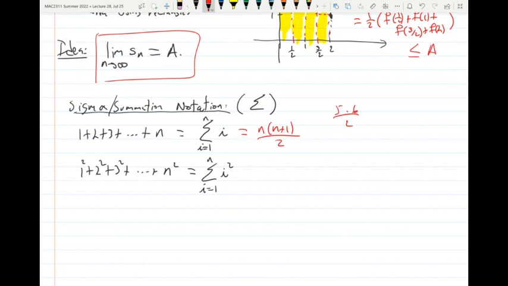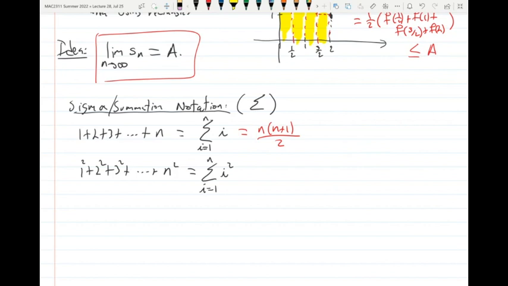Now you say, well, why do you want to do that? Well, what if you need to add from 1 to 100? You don't really want to sit there and do 1 plus 2 plus 3, etc. But now we can do it. It's 100 times 101 over 2. Okay? And so on. We're going to need this, by the way.